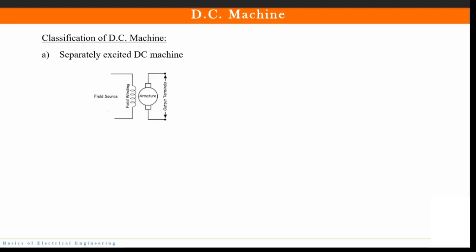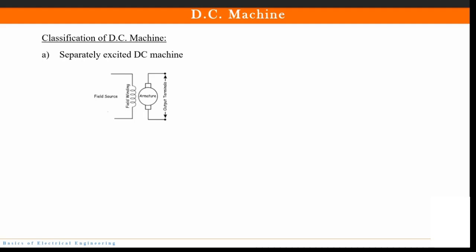For your information, any DC machine can act as a generator and also as a motor. So this classification is applicable for both generator as well as motor. The first type of DC machine is the separately excited DC machine. Now how are they classified? This classification is on the basis of their field excitation method.